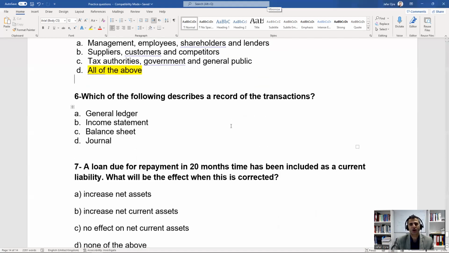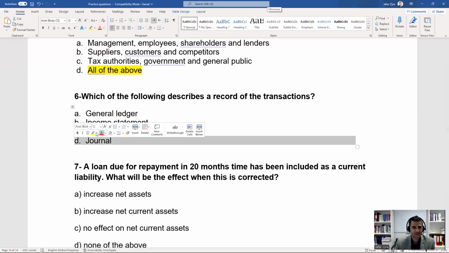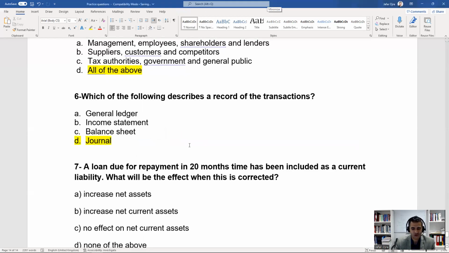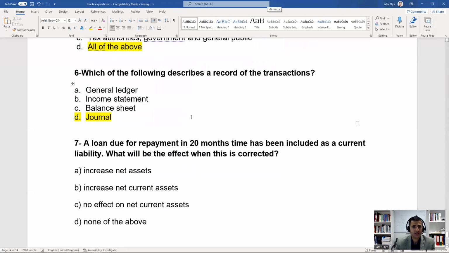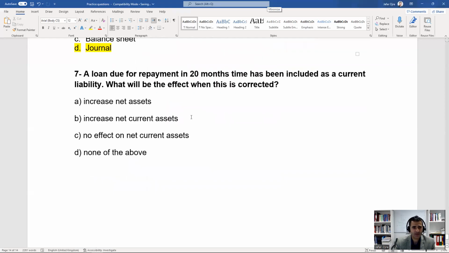Which of the following describes a record of a transaction? Do you remember when we record the transaction in a T account? This is called a journal. Yeah, it's called a journal. Okay. And the last question here, we have number 7.